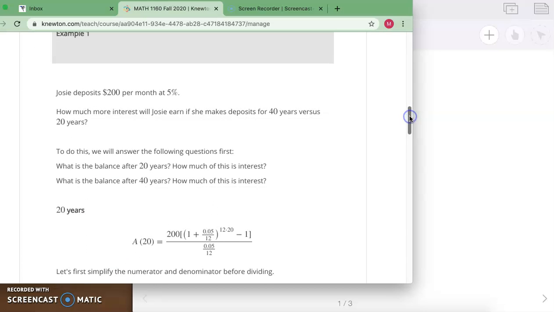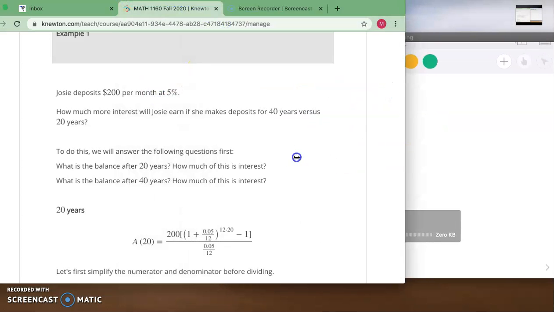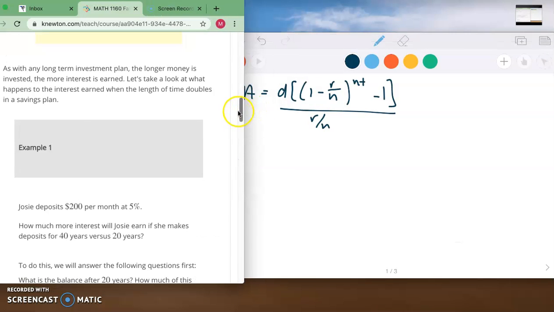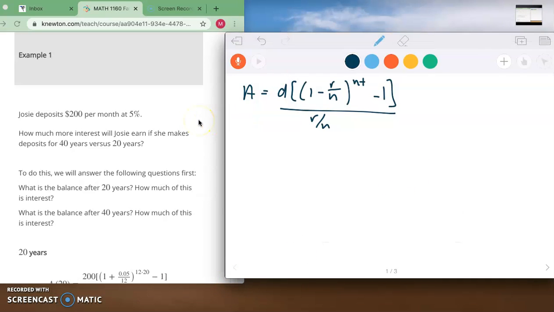So we have example 1. Josie deposits $200 per month at 5%. I already wrote the function over here just so we could keep an eye on all these. Okay, so here for Josie, we have D is going to equal $200, right? The rate, or R, is going to equal 5%, which is equal to 0.05, right?